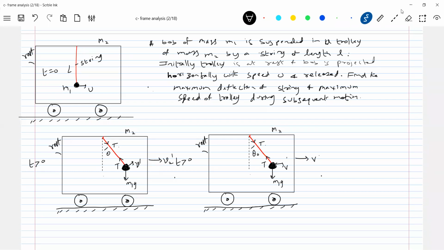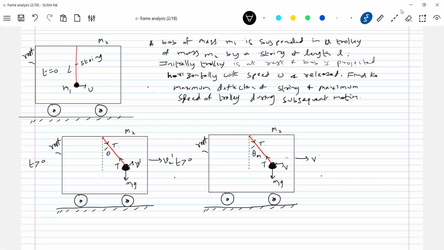There's a maximum theta, or theta m, you write it. With respect to the trolley, the bob will be at rest. In the ground frame, both will have a common velocity. So with respect to the trolley, when the bob comes to rest, then only the deflection will be maximum. Now, it's asking for the maximum deflection of the string.